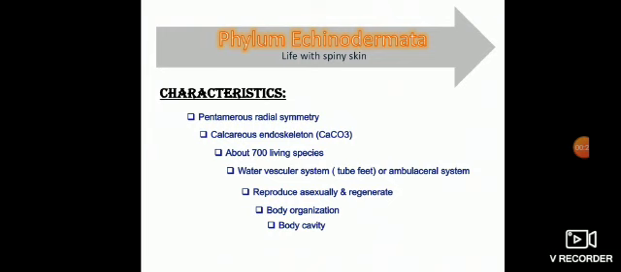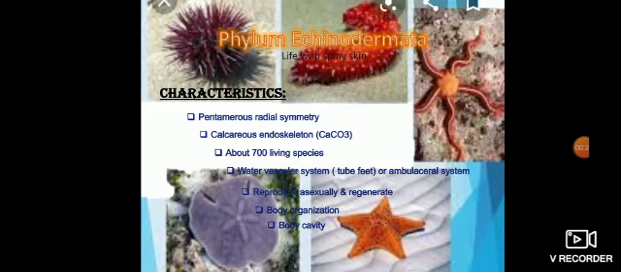Today I will discuss and explain the phylum Echinodermata. As their name indicates, the word is derived from the two terms echino and dermata. Echino means spines and dermata means skin. Collectively, we can conclude that animals with spines on their skin are included in this phylum. Some of the main characters of phylum Echinodermata are described here.